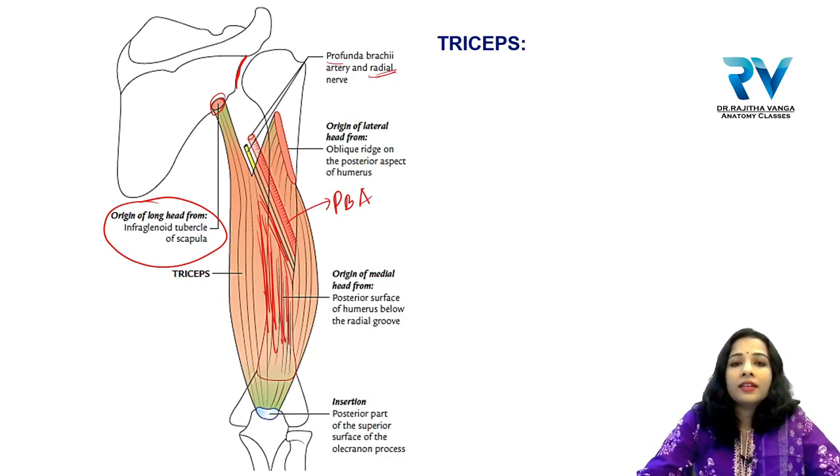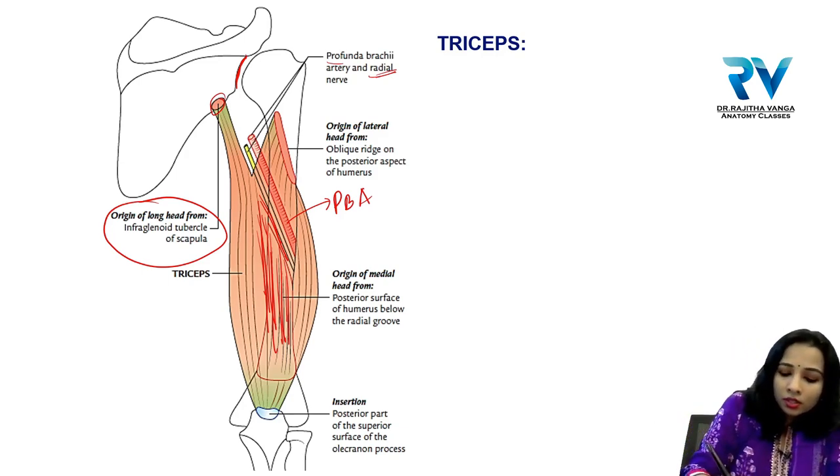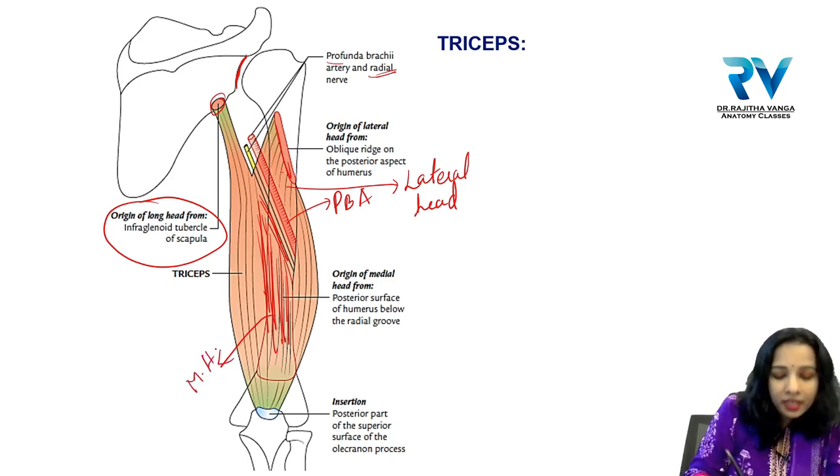Then the lateral head. The upper part of the posterior surface of the shaft of the humerus gives origin to the lateral head of triceps, that is above the radial groove. So above the radial groove, here is the origin of the lateral head of triceps. And here is the medial head, which is deeper. The medial head is the deepest, and this is the long head of triceps.